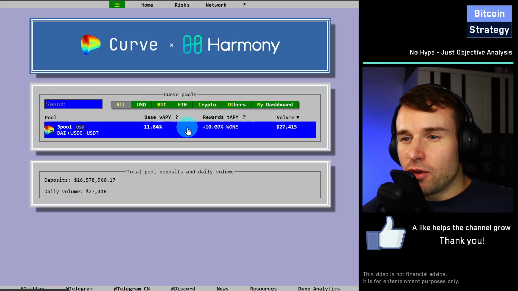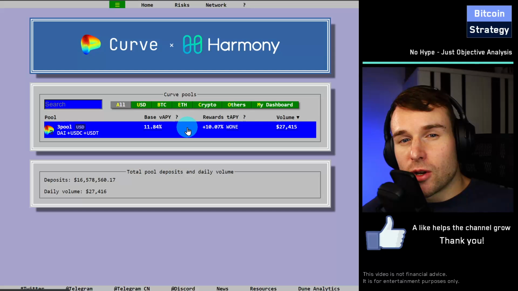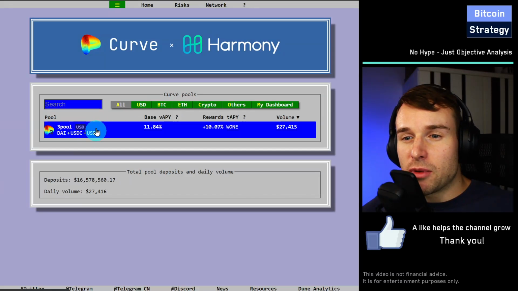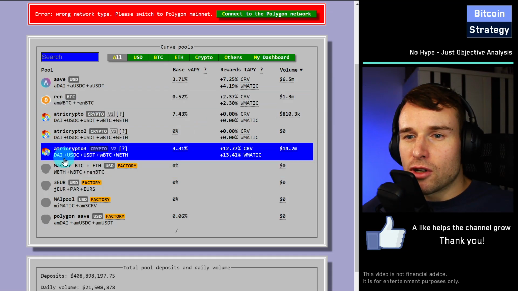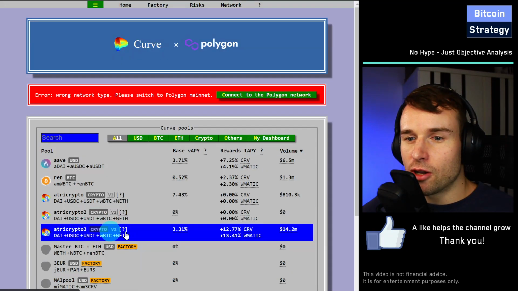Now, what about if you want to take impermanent loss risk, or if you want to invest into stables but without Tether? Say you want to take the impermanent loss risk. This pool over here on the Polygon network looks very nice, right? 3.3% on the base, 12% in CRV, so let's say that's 6%, and then an additional 13.4% in Matic tokens.